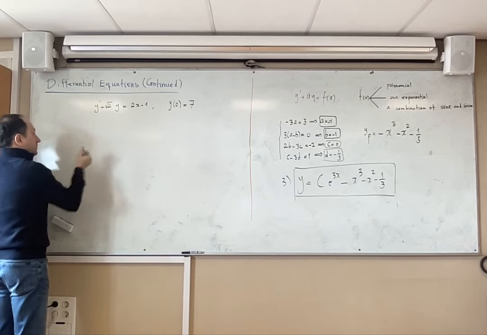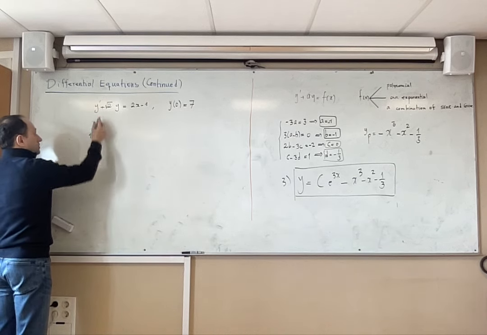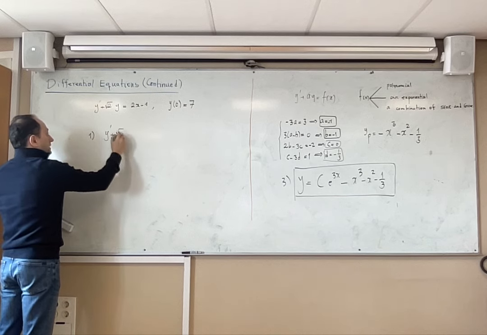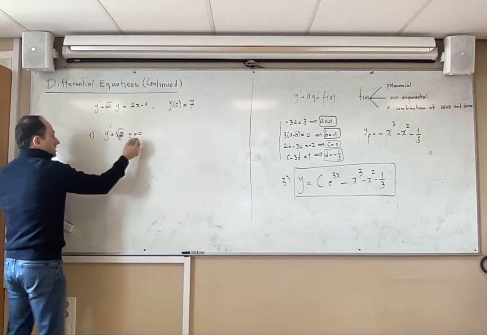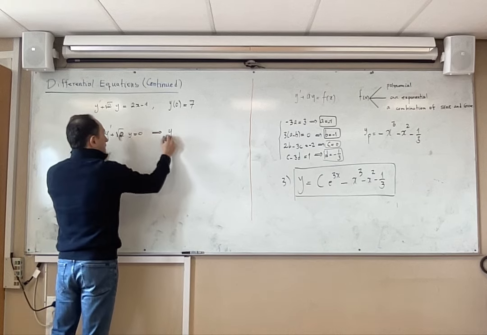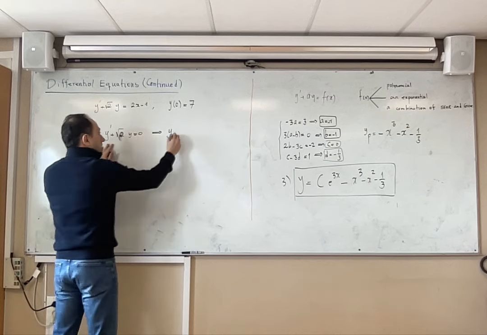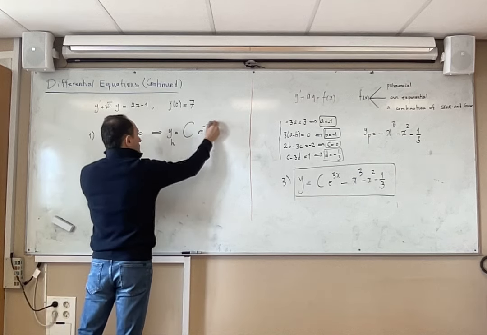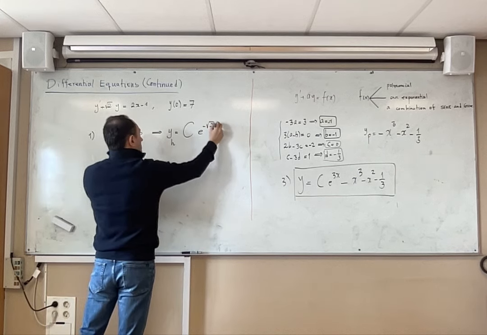The first step is to solve this differential equation with 0 on the right hand side. But this is from the formula sheet. So what is y? I will call it y sub h. It is a constant times e to the power of minus the square root of 2x. Yes?